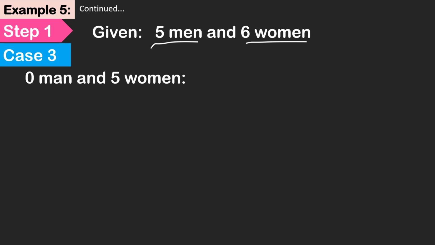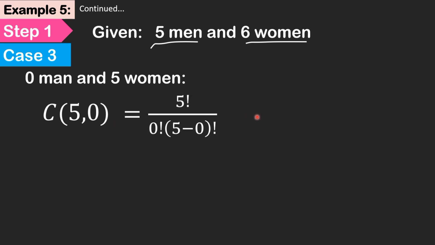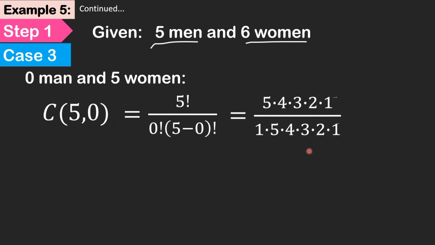Case 3, 0 men and 5 women. Choose 0 men from 5 men. Combination of 5 taken 0 at a time. 5 is the value of n and 0 is the value of r. Substitute these to the combination formula. Expand, simplify by cancellation. Then it is equal to 1.